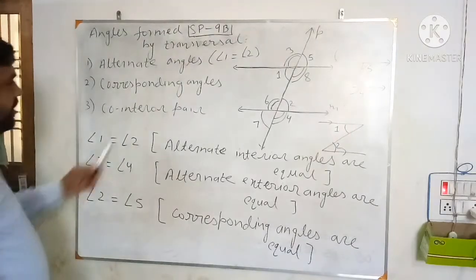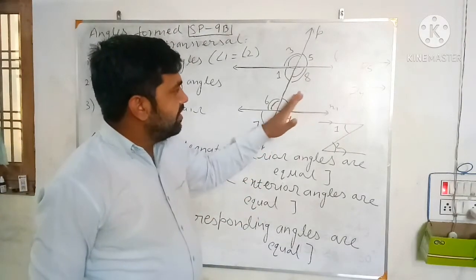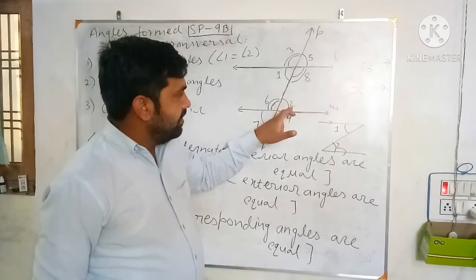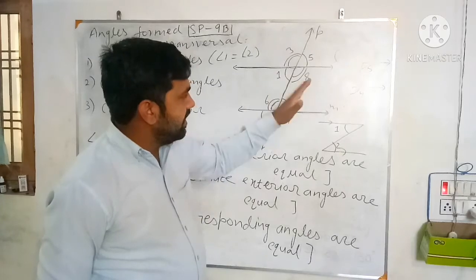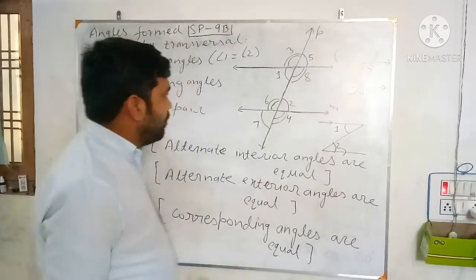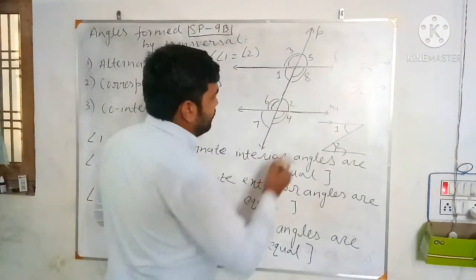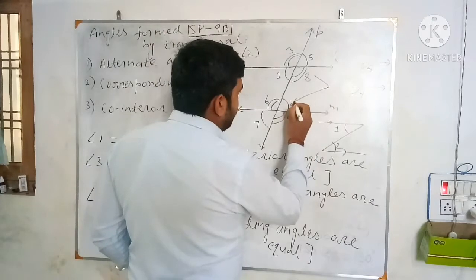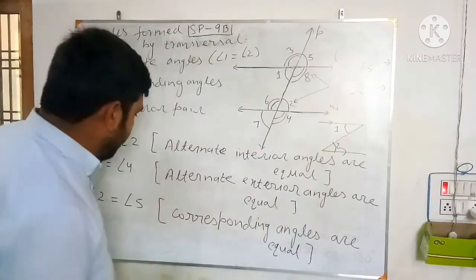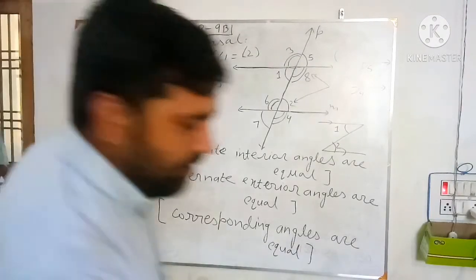Now next is the co-interior angles. If both the angles are on the same side of the transversal and interior, you can take the pair angle 2 and angle 8. See, on the same side of the transversal, the right side, 2 and 8 both are inside the parallel lines. So these are the co-interior pair. Interior to the parallel lines is called a co-interior pair. So these two are the co-interior pair. The co-interior pair is always supplementary. What you write? Co-interior pair is always supplementary.